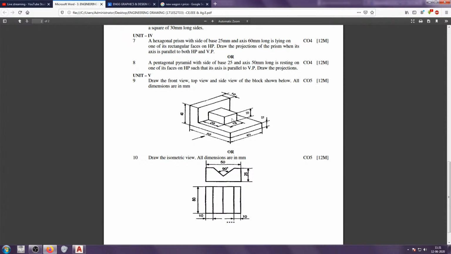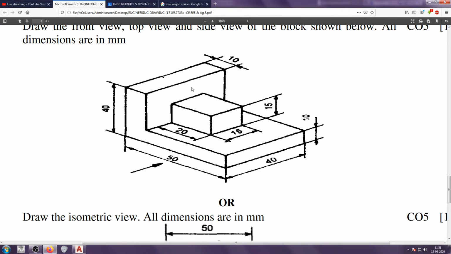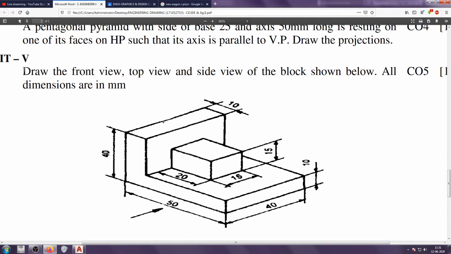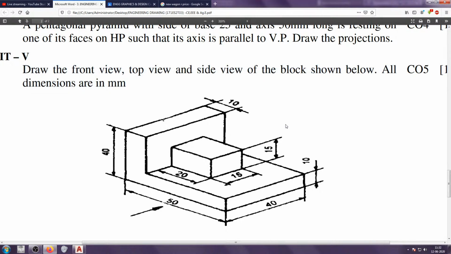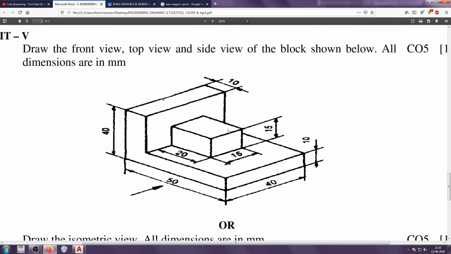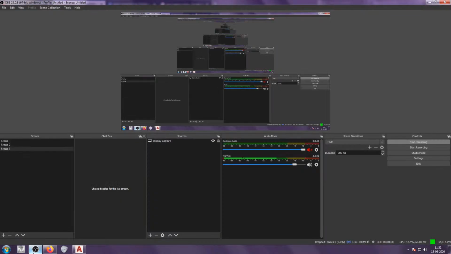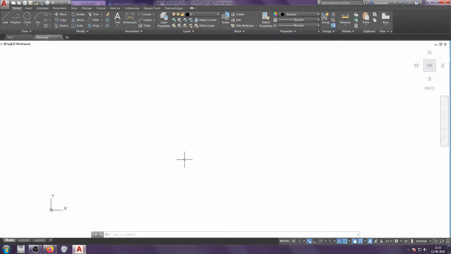So without wasting time, I'm going to first try to solve this problem. Let's see the problem here. Draw the front view, top view and side view of the block shown below. All dimensions are in mm. So we have to convert this isometric view into an orthographic view.